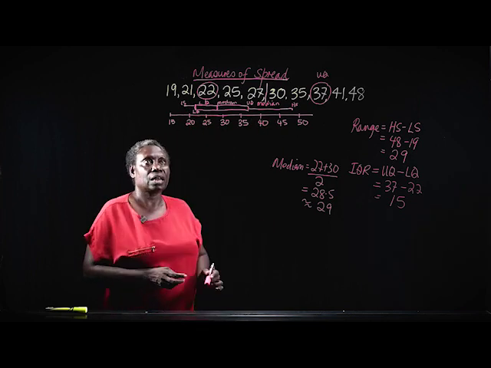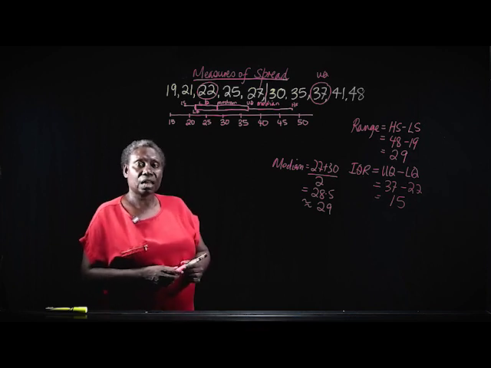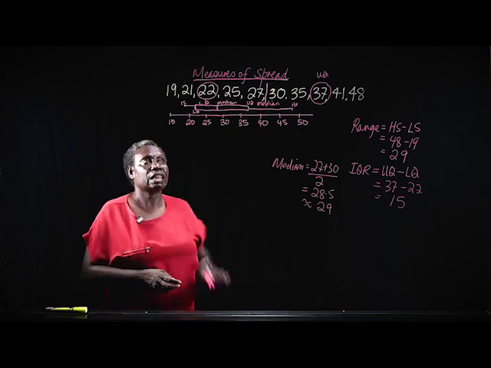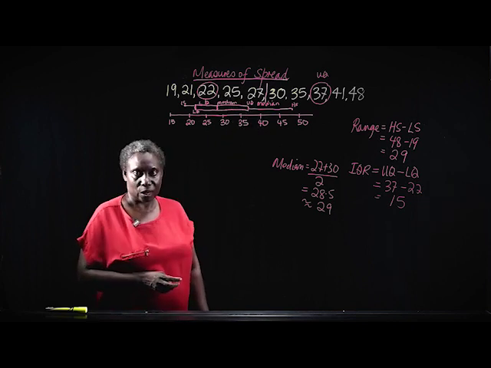This graph is called a box and whisker plot because of the whiskers and the box, which indicate the upper quartile and the lower quartile.